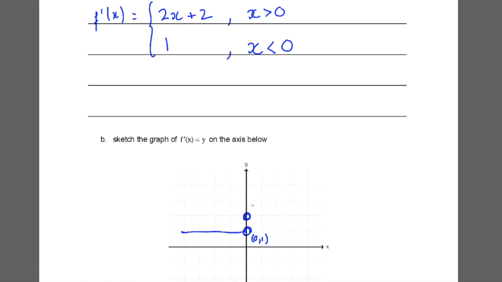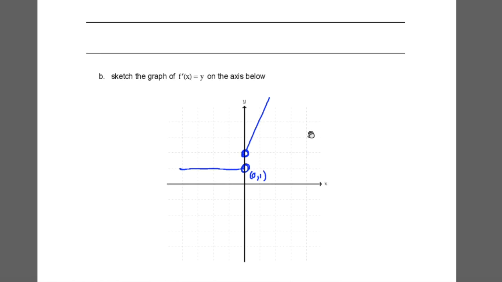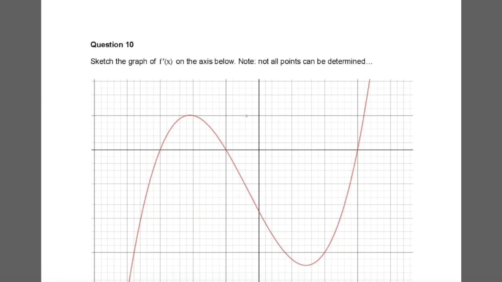And this is not going to be very to scale, but rise over run has to rise 2 for every 1 it goes across, so it's going to have to be up like that. And for all values of x greater than 0. So that should be our final answer there. And just to be clear, that's the line 2x plus 2. And this is the line 1. f dash x equals 1, just so we're clear. f dash x equals 2x plus 2. And that's our answer.